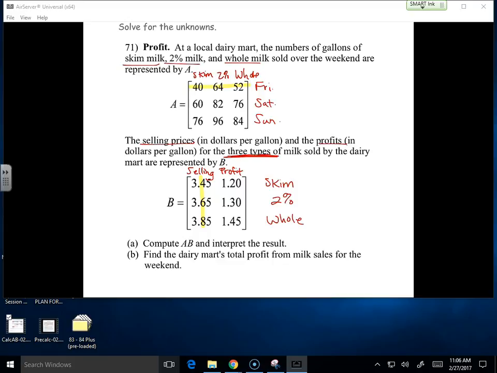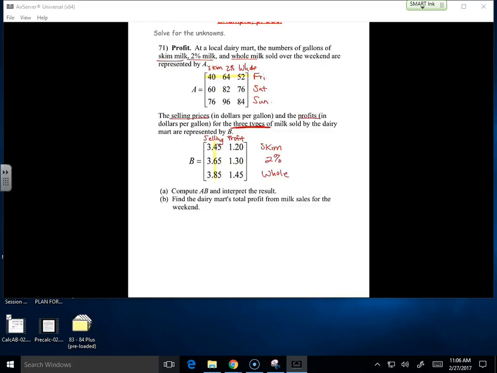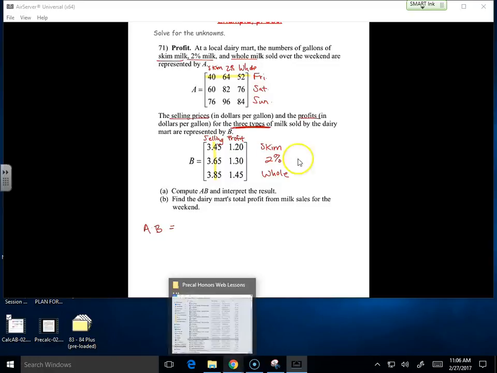Wait, what are they asking us for A? Compute A times B. Hey, graphing calculators, go! Show me that you can multiply two matrices using a graphing calculator. Compute A times B. We still have to interpret, but let's go ahead and just compute. Let's do this multiplication together. Make sure you use your calculator.